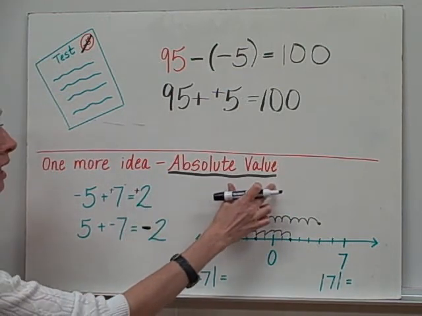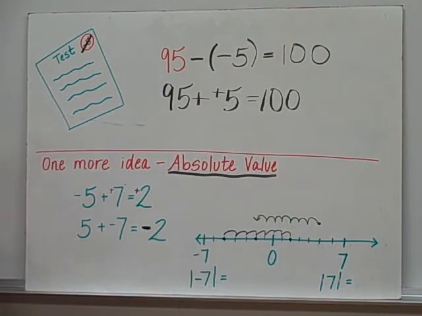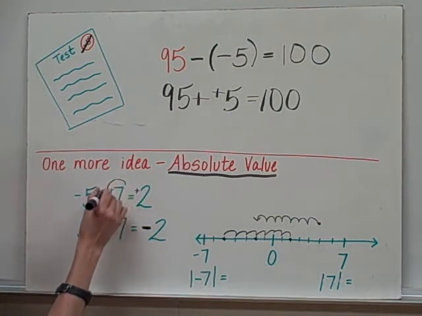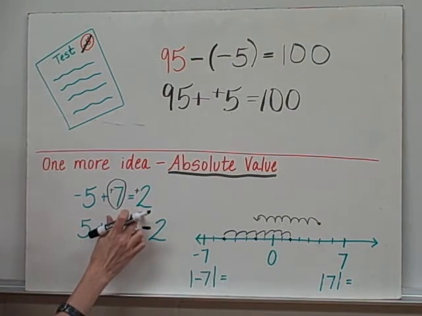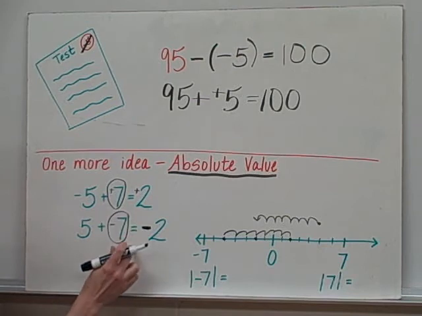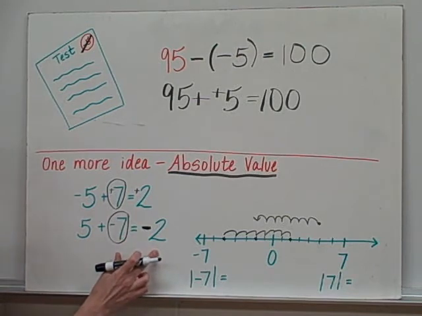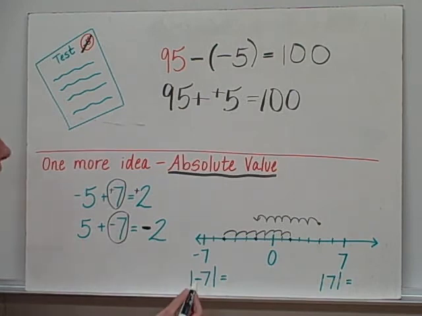But the underlying idea here, guys, is absolute value. Notice that we've got 5 and 7, okay? Well, 7 is bigger than 5. So look at this. 7 is positive. Our answer is positive. 7 is negative. Our answer is negative. Think about a tug of war. Who's going to win, the negatives or the positives?